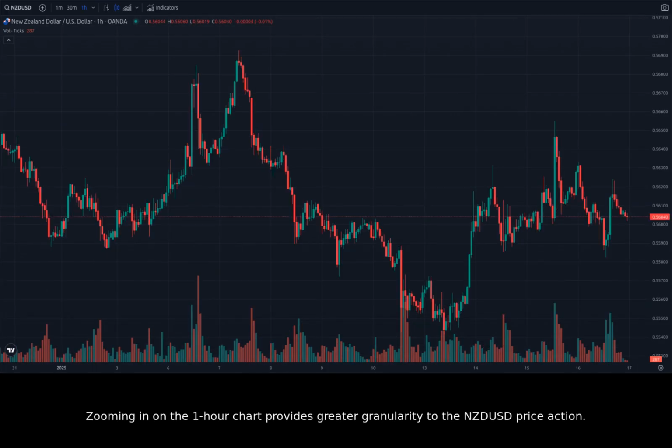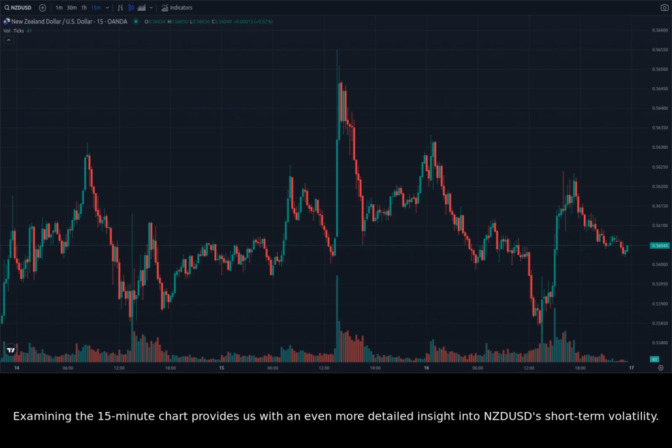Zooming in on the 1-hour chart provides greater granularity to the NZDUSD price action. Here, we can clearly see short-term fluctuations and reversals. The price action suggests a period of consolidation before the recent drop. We can identify several instances where short-term support and resistance levels were tested.